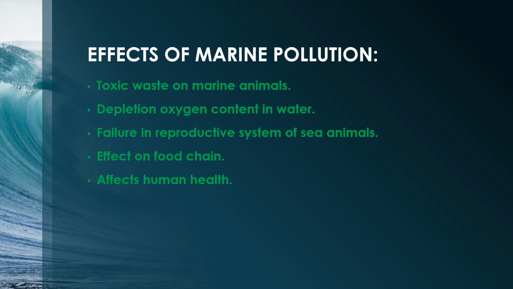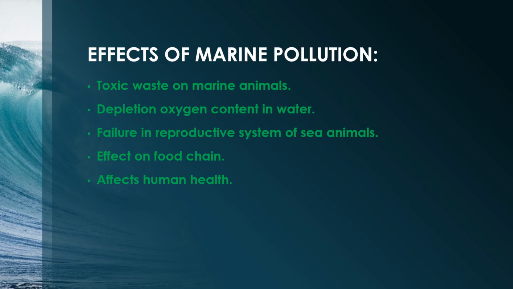Third point, failure in the reproductive system of sea animals. Industrial and agricultural wastes include various poisonous chemicals that are considered hazardous for marine life. Chemicals from pesticides can accumulate in the fatty tissue of animals, leading to failure in their reproductive system.